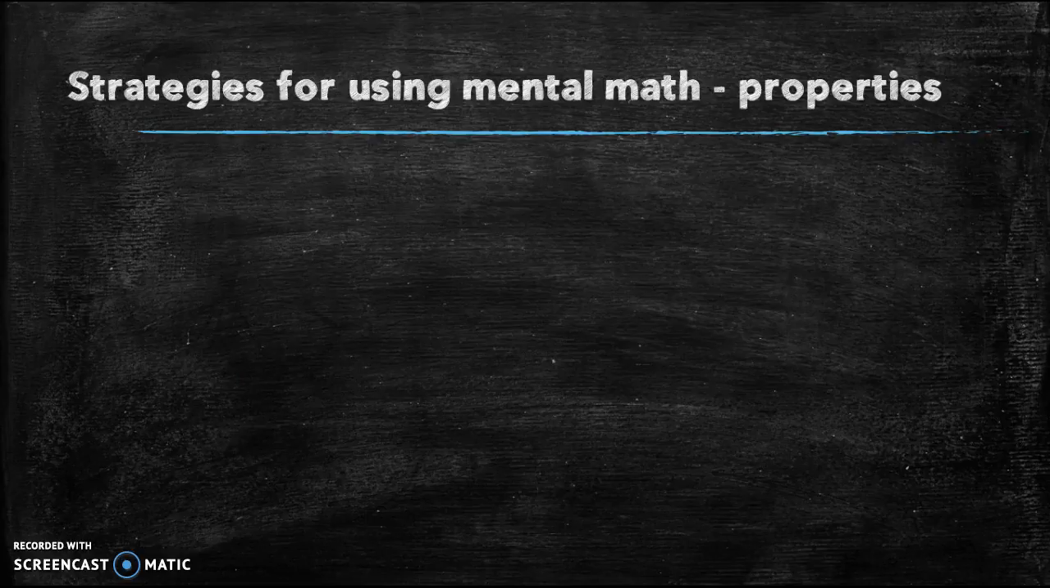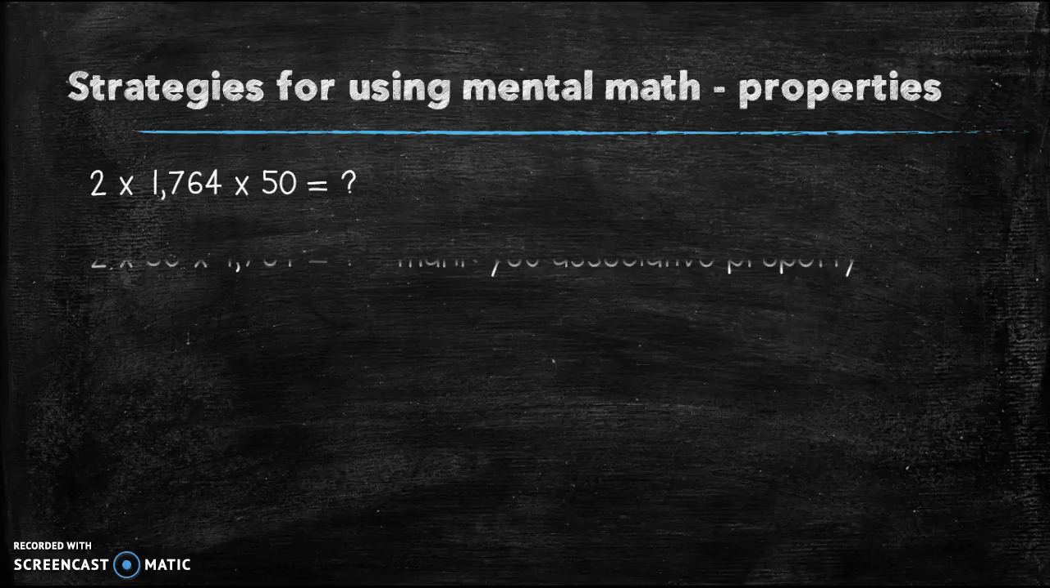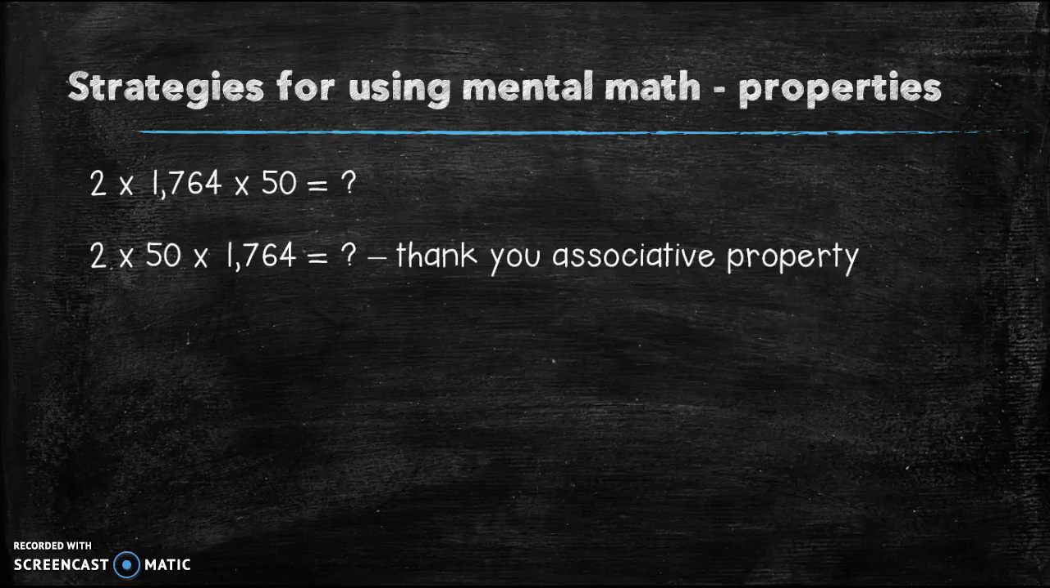Now here's a strategy for using mental math using those lovely properties we learned about yesterday. So here in our problem, we have 2 times 1,764 times 50. Well, I'll tell you what, I am going to move those around because for me, it's a lot easier to multiply 2 times 50 and then multiply times 1,764. Thank you, associative property, for letting me mix those around.